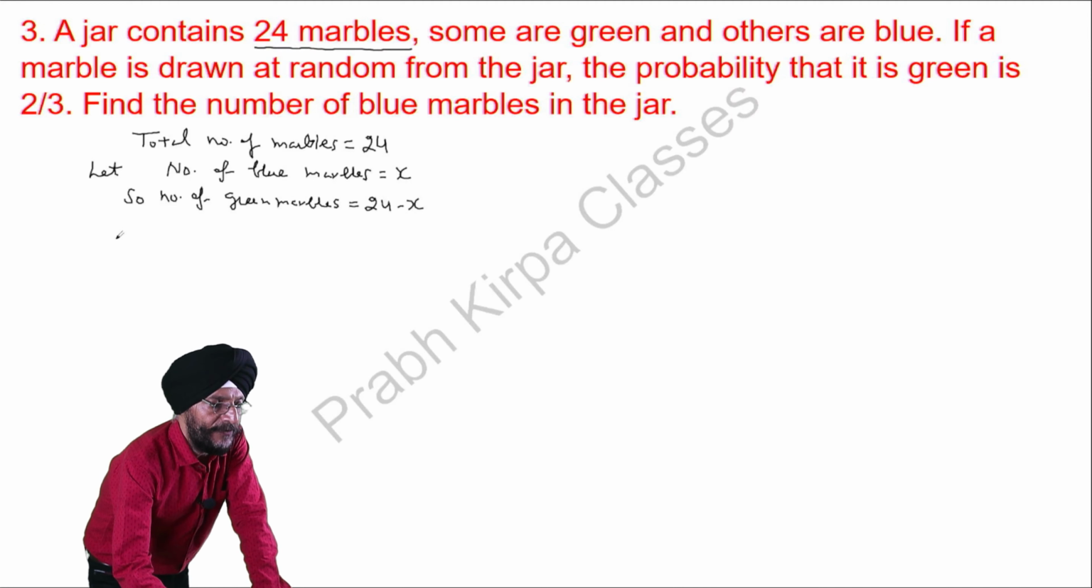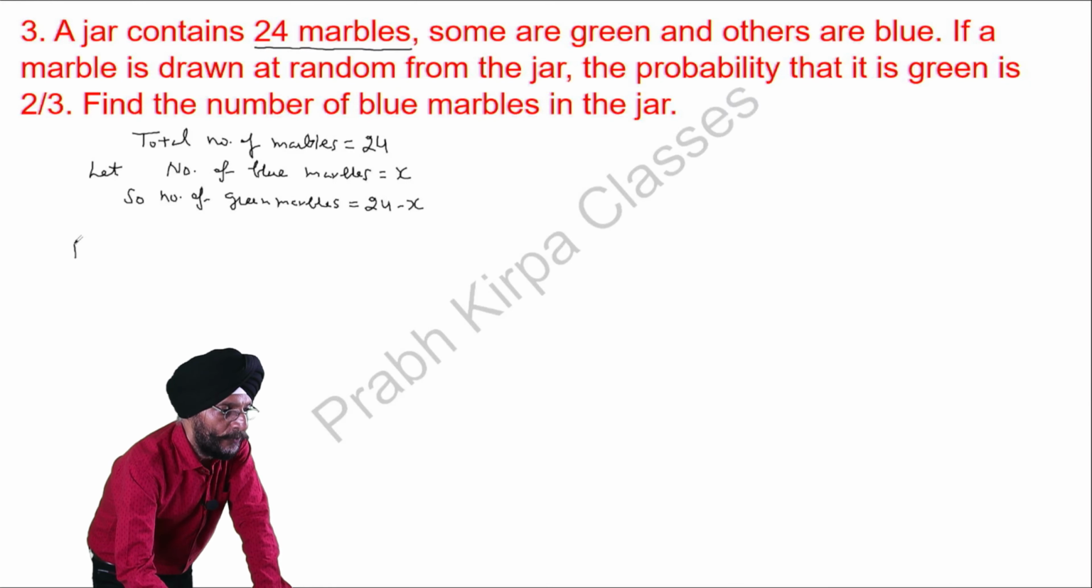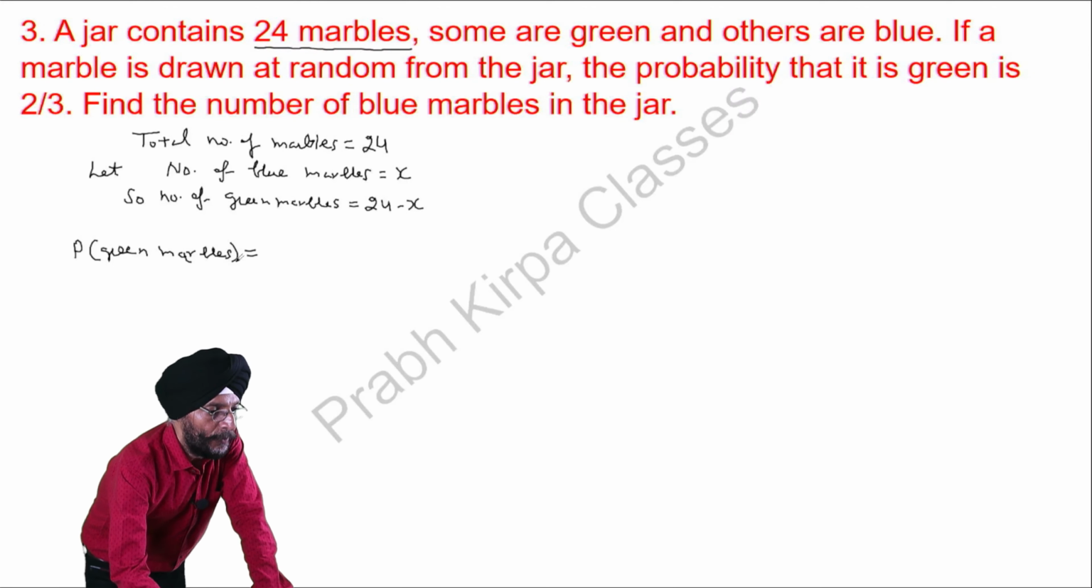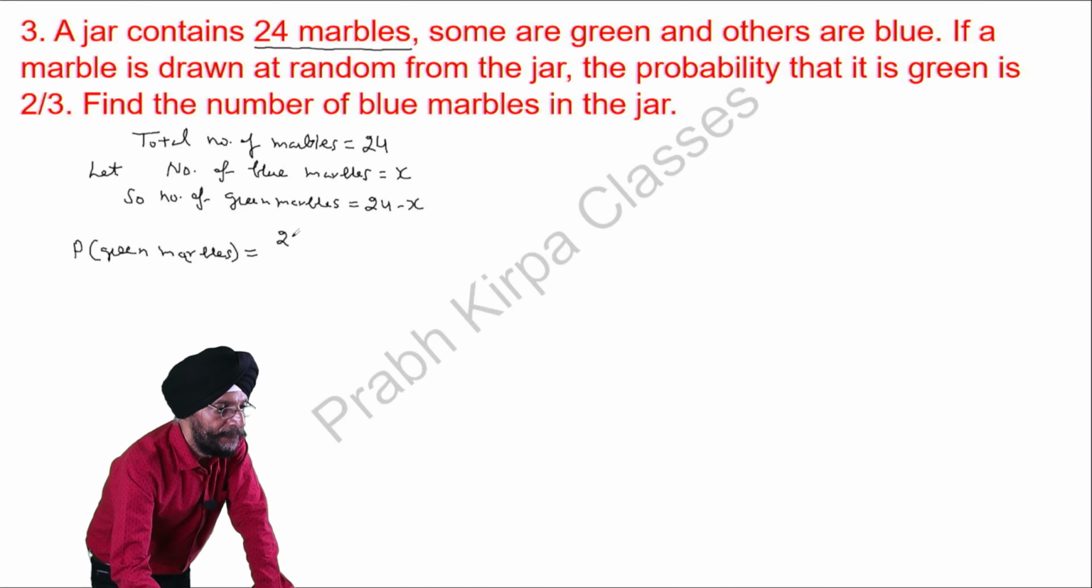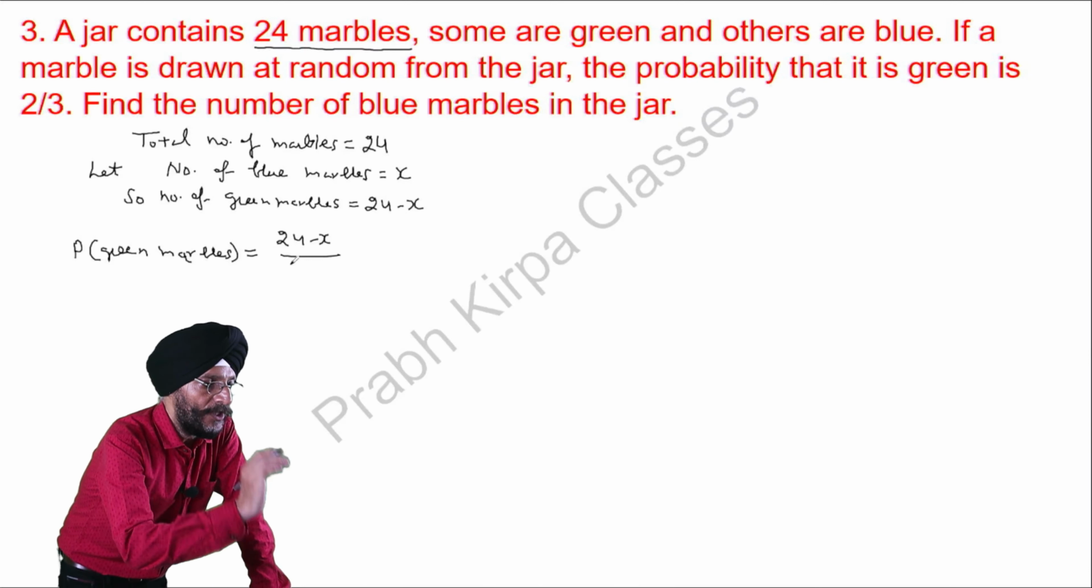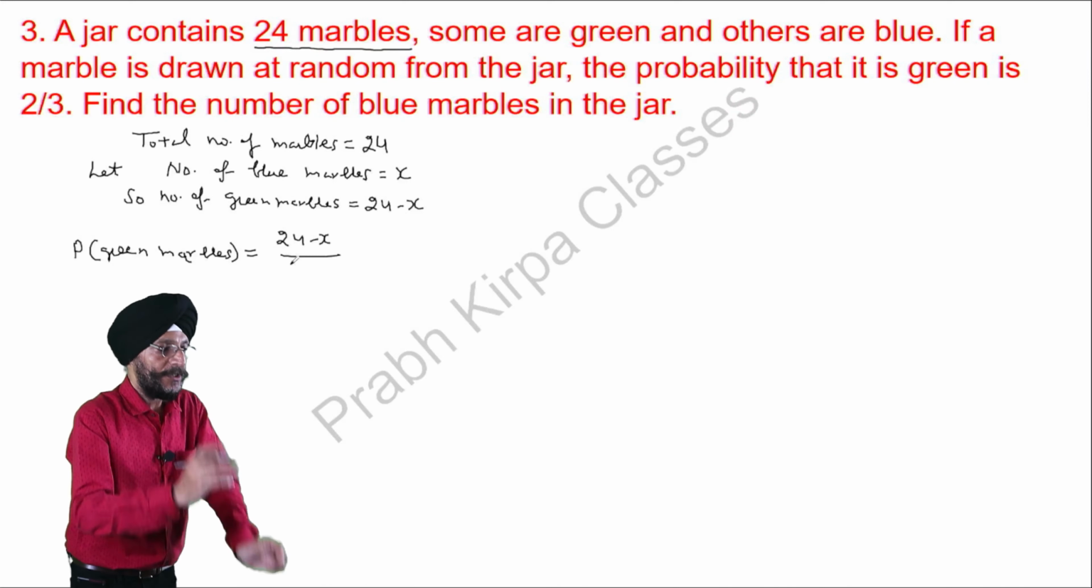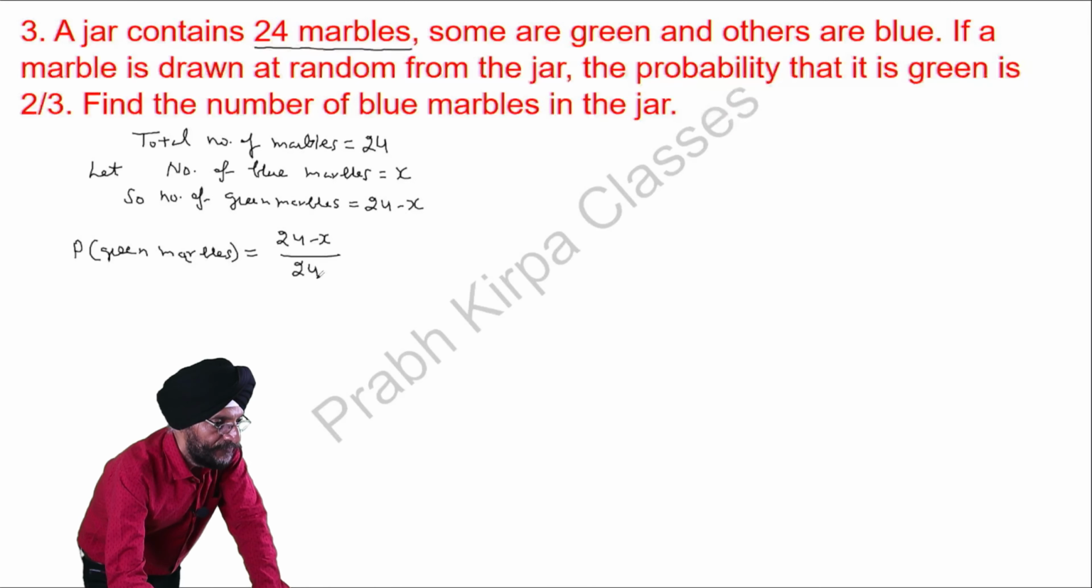So now we can find out the probability of green marbles. Though the probability of green marbles is given in the question, here we will also calculate the probability of green marbles on the basis of the assumptions of the number of green marbles. So the probability of green marbles is equal to the number of favorable outcomes. Here the number of favorable outcomes is the number of green marbles, so we write 24 minus x. It will be divided by the total number of marbles, that is the total number of possible outcomes. So here it is 24.